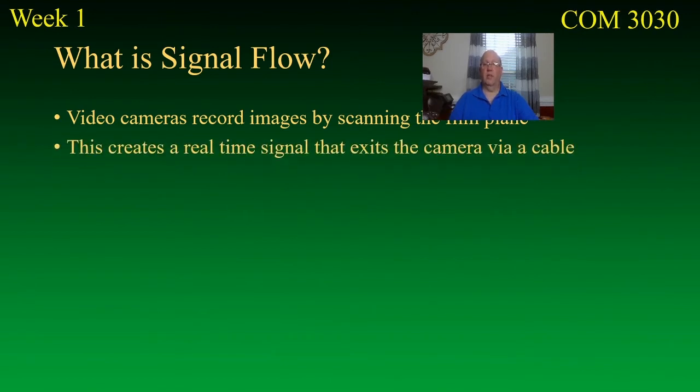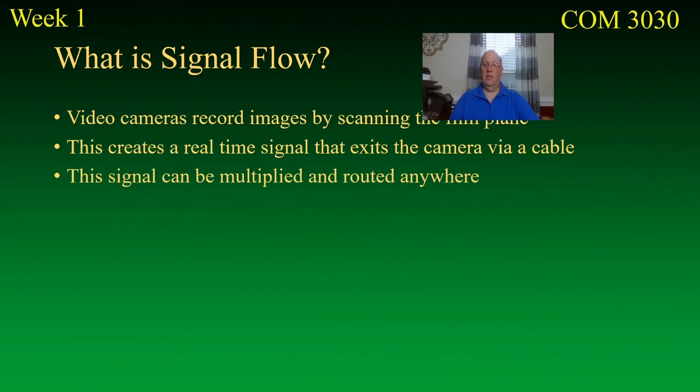This creates a real-time signal that exits the camera via a cable. There's a cable coming out of the camera which takes that video signal. The signal can then be multiplied and routed to different places, which used to be an expensive process, but it's very useful, meaning that when the camera operator is shooting the image, there's more than one person that can see that. So the camera operator looks into the viewfinder, which they can actually see what the camera sees, and the director will be able to watch in real time on a television screen, etc.